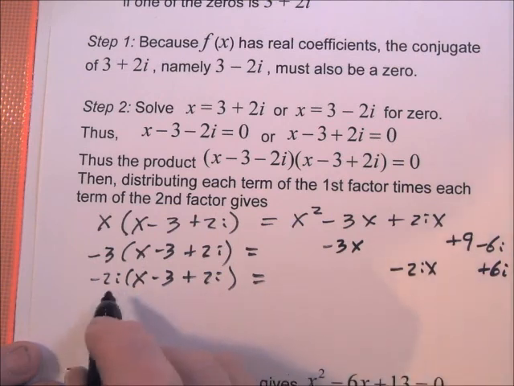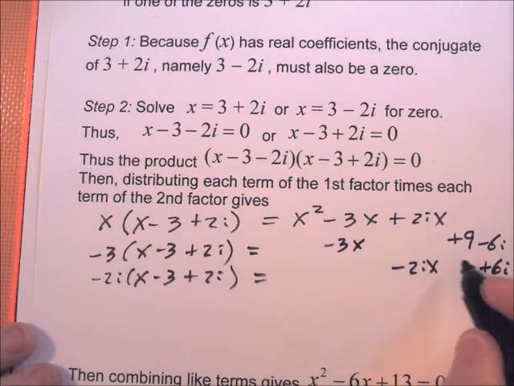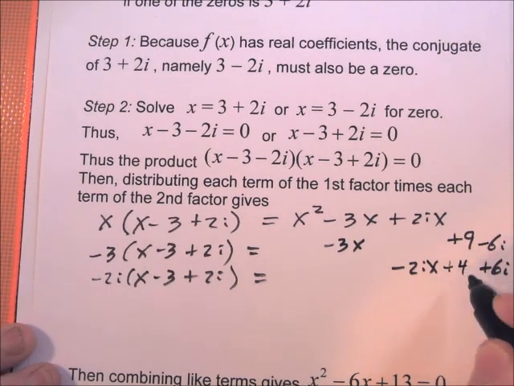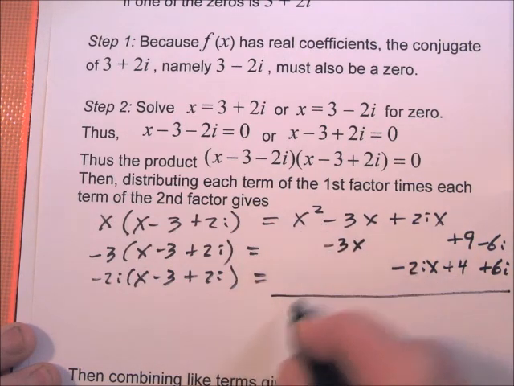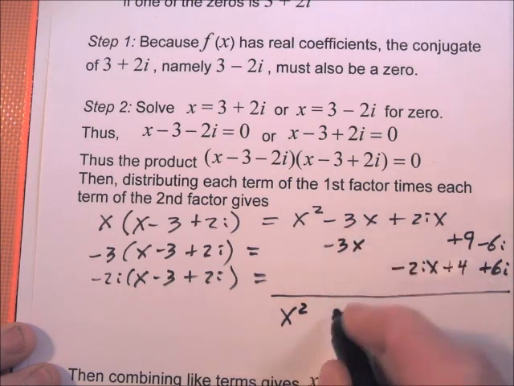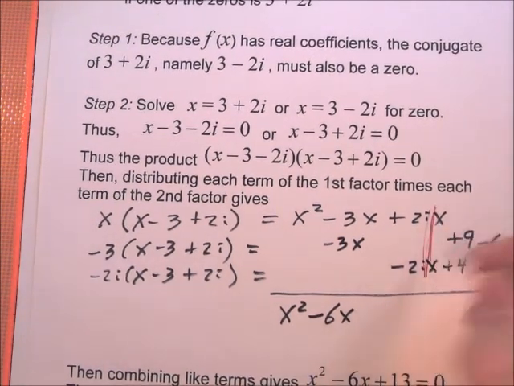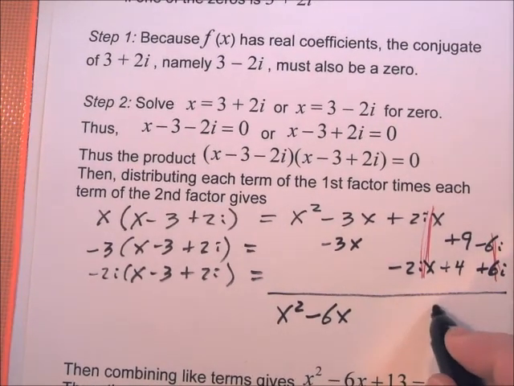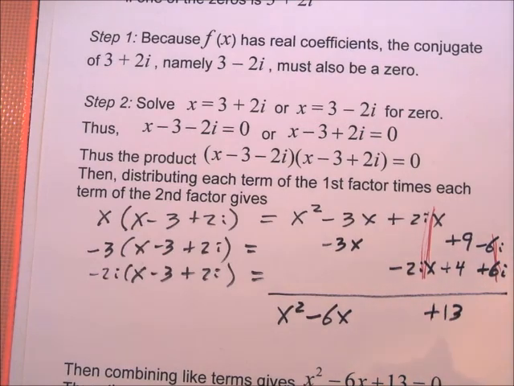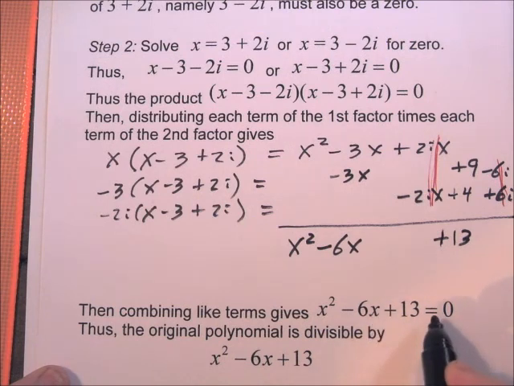And minus 2i times 2i would be minus 4i squared, which is the same as plus 4, because i squared is negative 1. Okay, so then we can combine like terms. So we have only one x squared term. Minus 3x plus minus 3x is minus 6x. The plus 2i minus 2i will cancel. Minus 6i plus 6i cancels. And 9 plus 4 is 13. So the product is going to be x squared minus 6x plus 13.